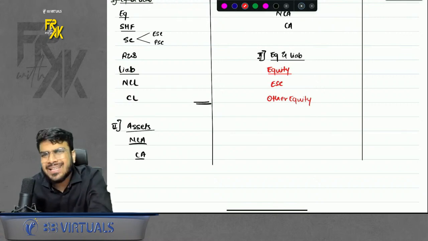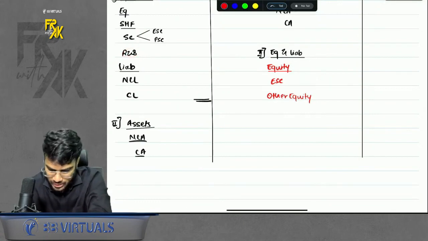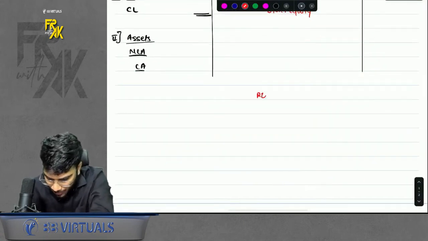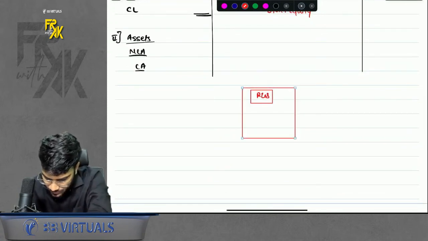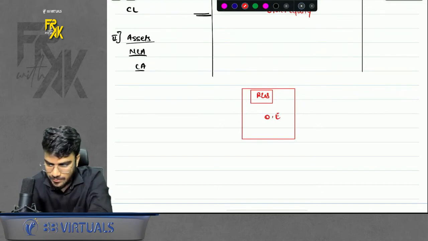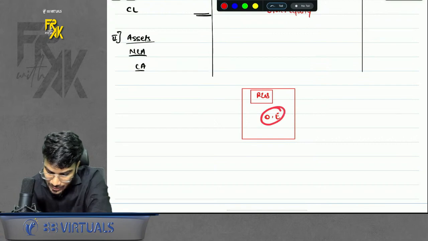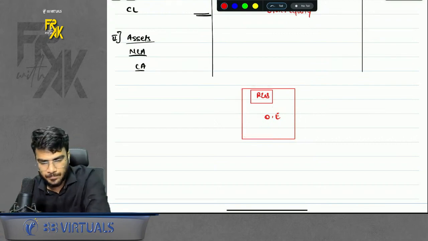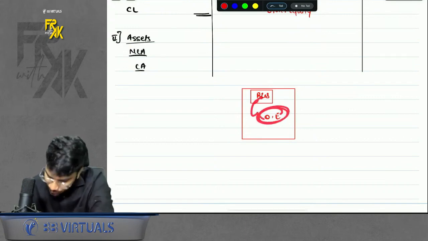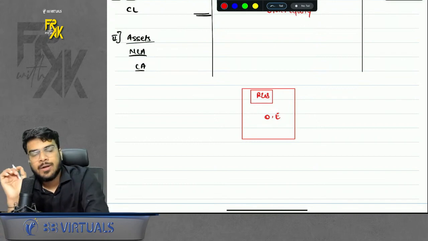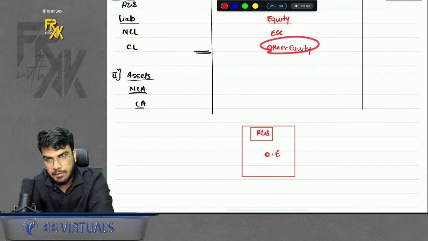So what is the basic difference between reserves and surplus and other equity? Why can't we use this word itself? Let's try to understand. If the scope of reserves and surplus was this much, the scope of other equity is this much. That means other equity already includes reserves and surplus, but it is also much wider in scope. So other equity will have elements of reserves and surplus, but will also have other headings within it. That is why we will use the word other equity.